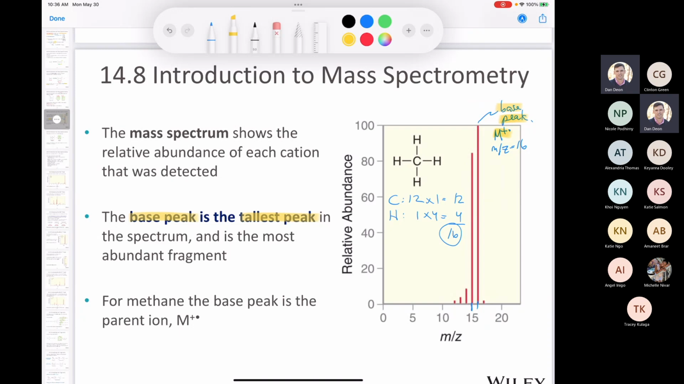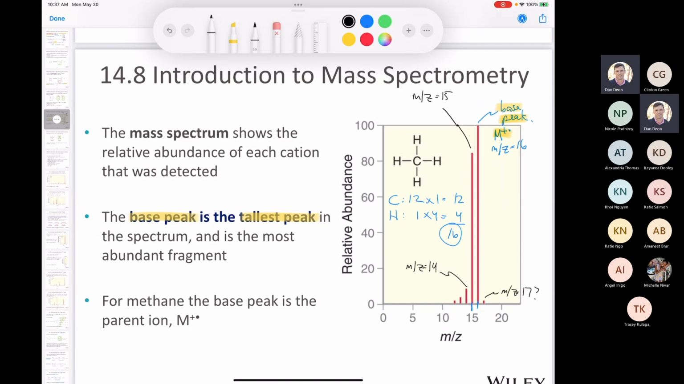Now, your eye is probably drawn to, well, what the heck is this, Mr. Dion? There's something here with a mass over charge that's equal to 15. There's something here with a mass over charge that's equal to 14. It's not very big. Then you have 13. Then you have 12. And look, there's even something that's heavier. There's something really small, but there's something with a mass over charge of 17.